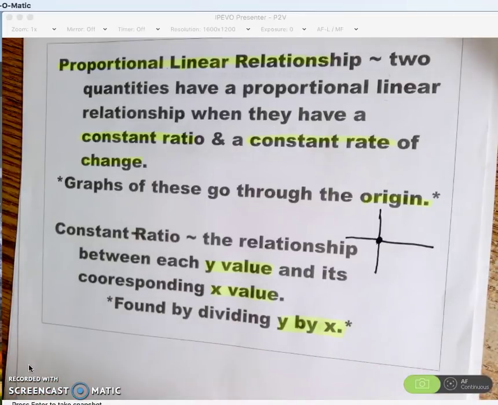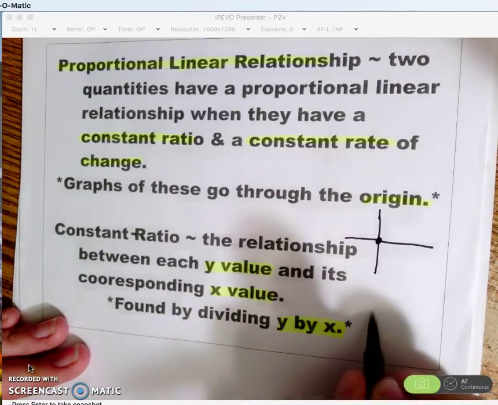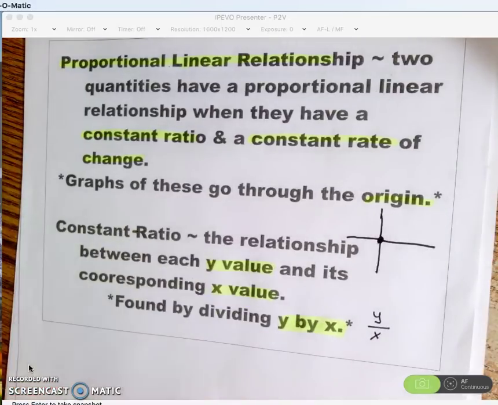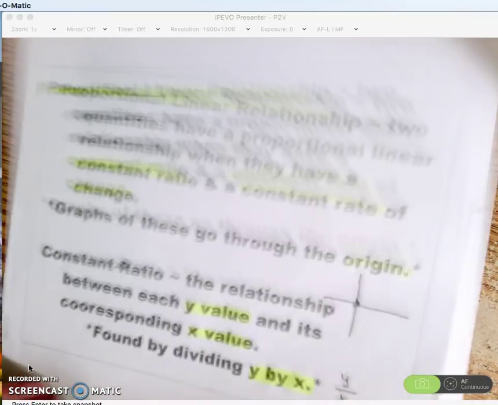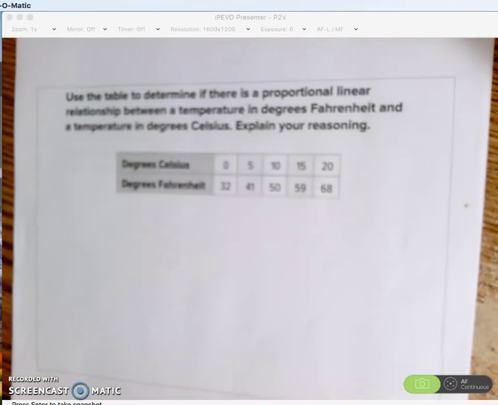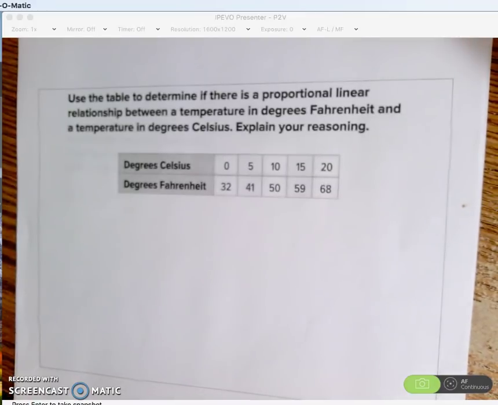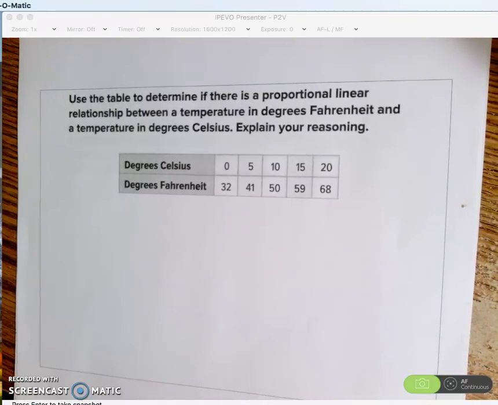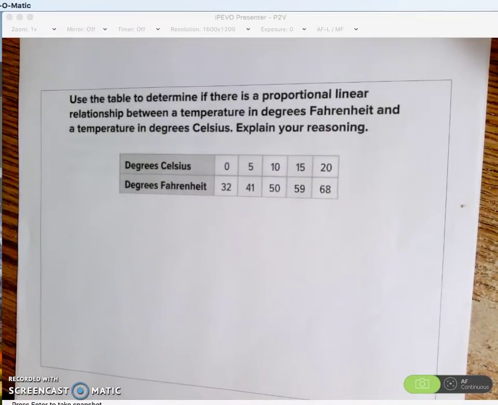All right, you're going to be dividing your y by your x, the actual y point or each y value, not like we did before. So let's do a few examples. Okay, if I have a word problem like this: using the table, determine if there is a proportional linear relationship between a temperature in degrees Fahrenheit and a temperature in degrees Celsius. Explain your reasoning.